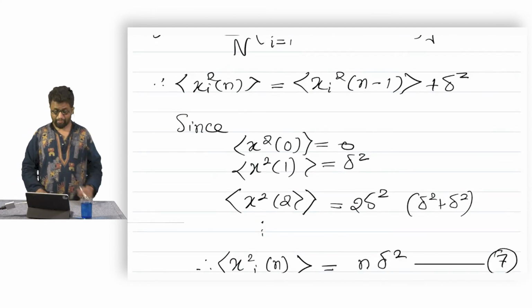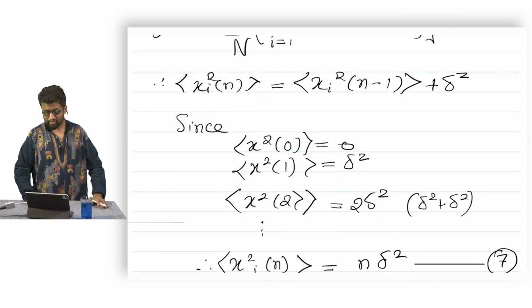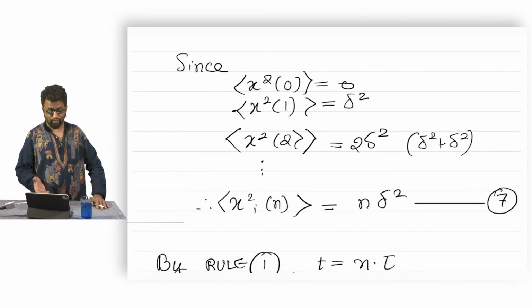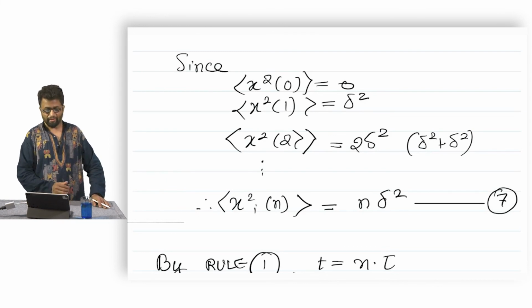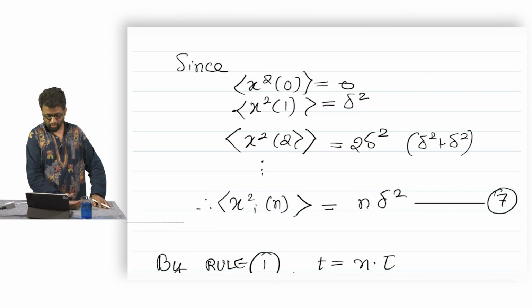Therefore x_i squared(n) is equal to x_i squared(n-1) plus delta squared. X squared of the 0th position, the 0th step, is 0 because there is no motion yet. The first step is delta squared, the second step is 2 delta squared, the third step is 3 delta squared. In other words, x_i squared(n) is equal to n delta squared.